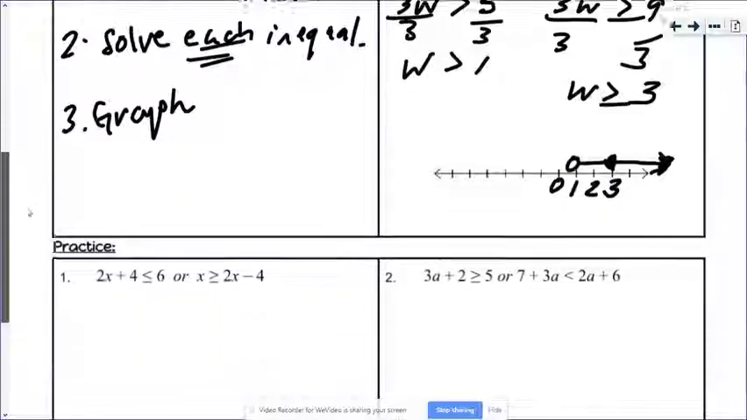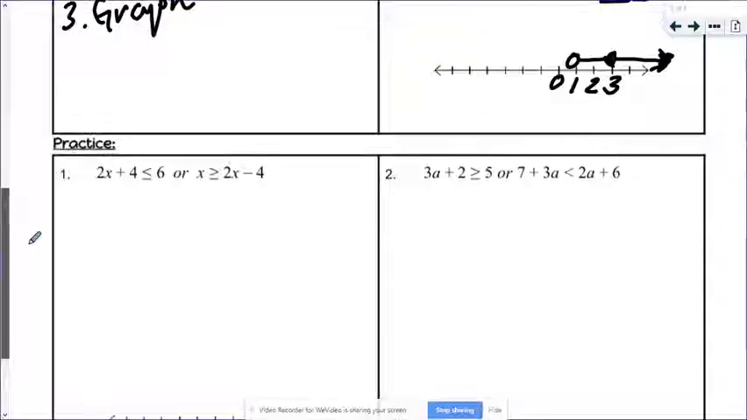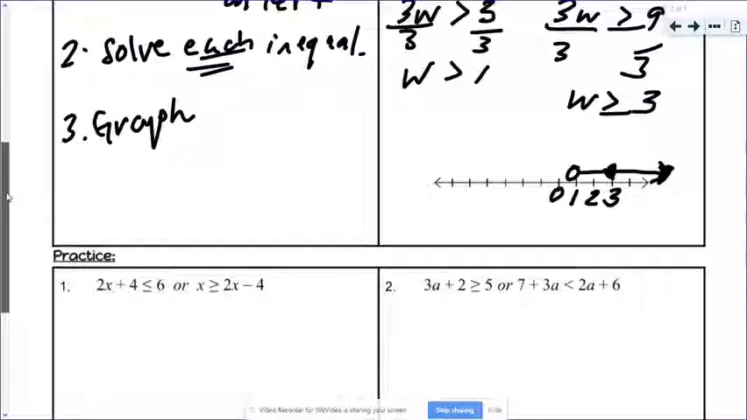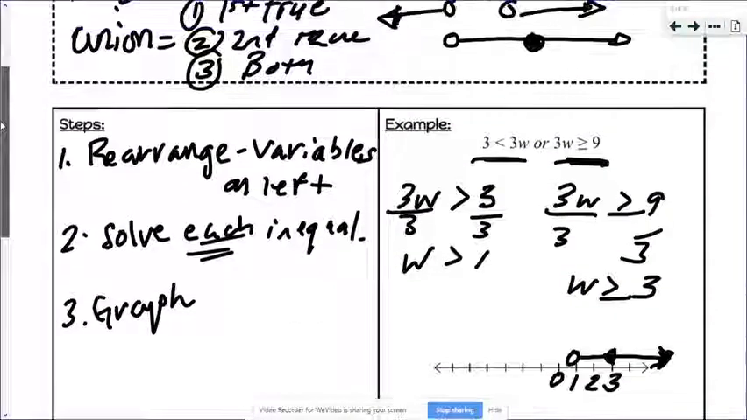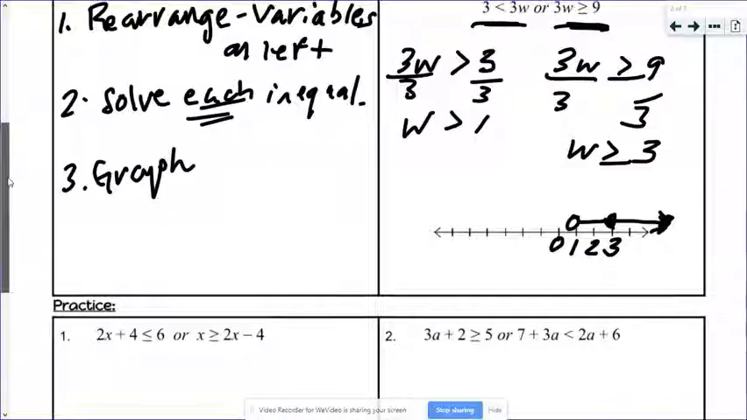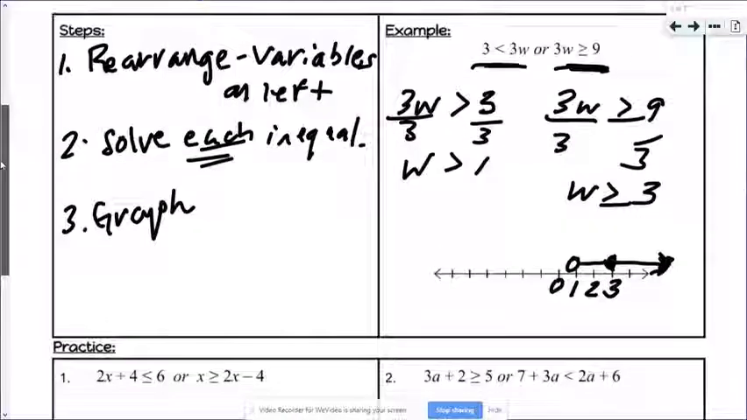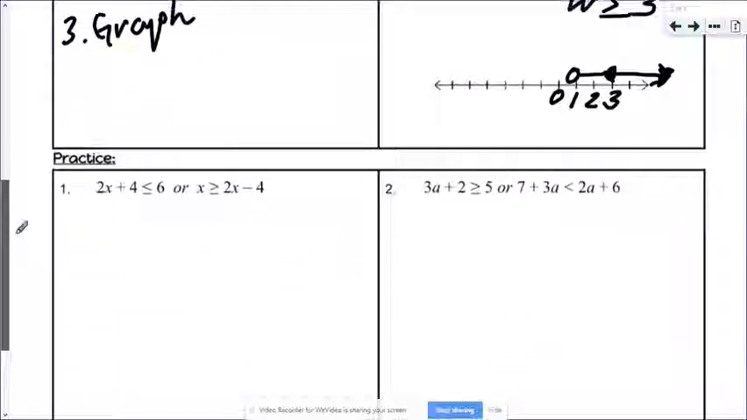I want you to solve the next two without me. They're already split up for you. And then we'll reconvene and we'll talk about writing compound inequalities for these as your answer and what your final answer was.